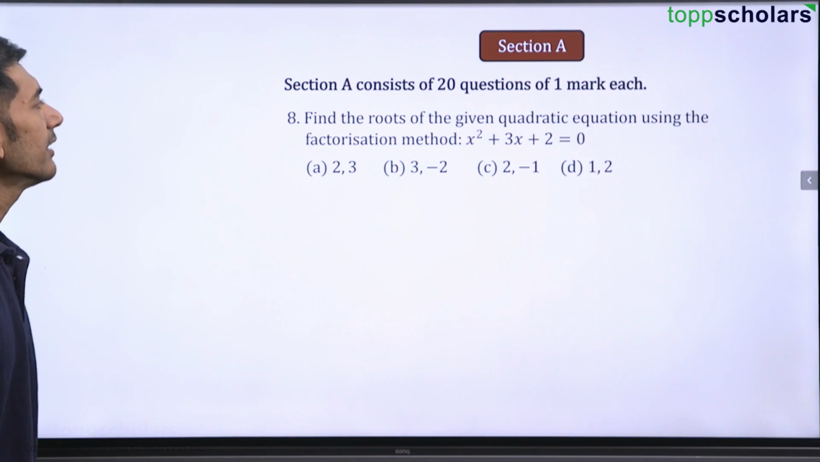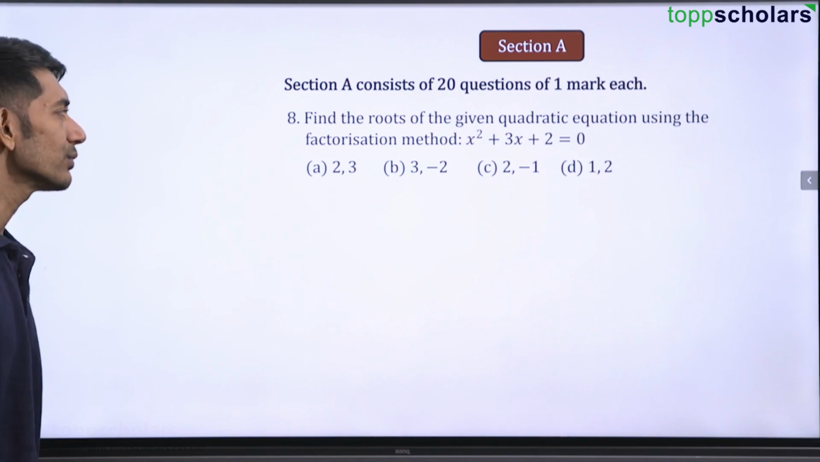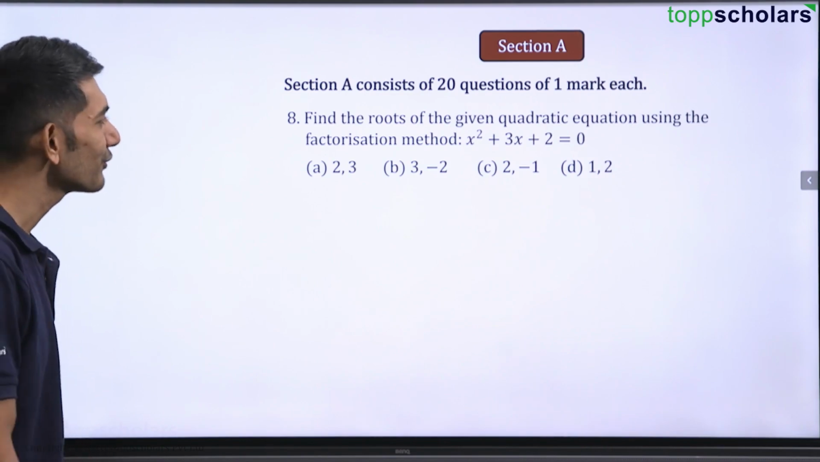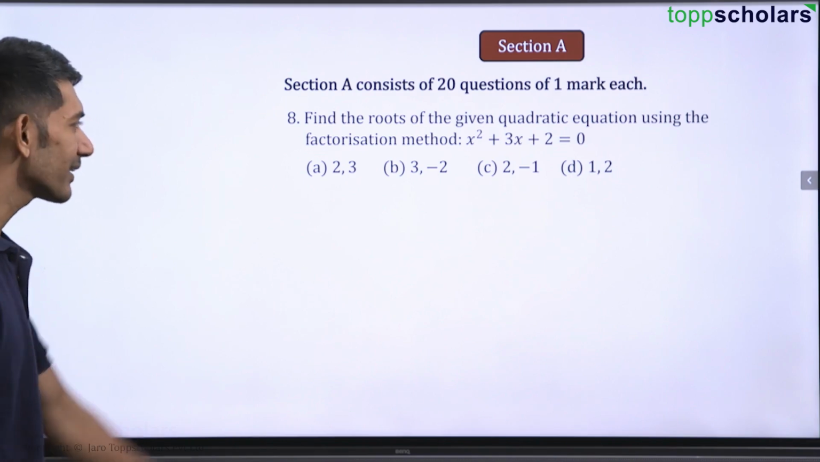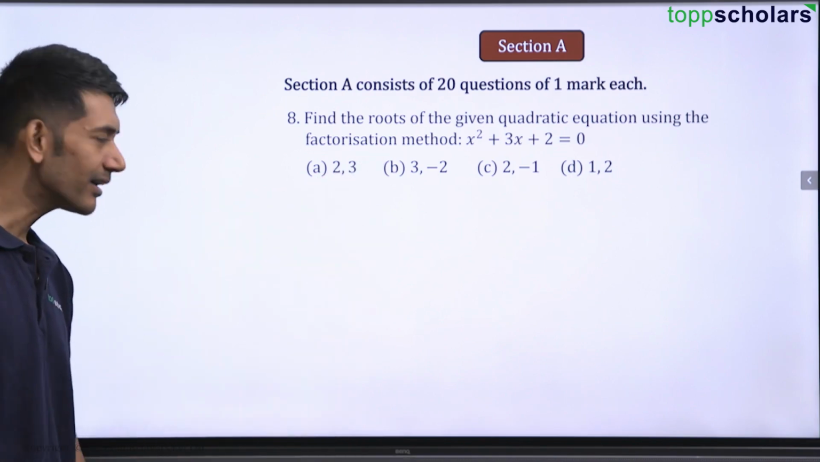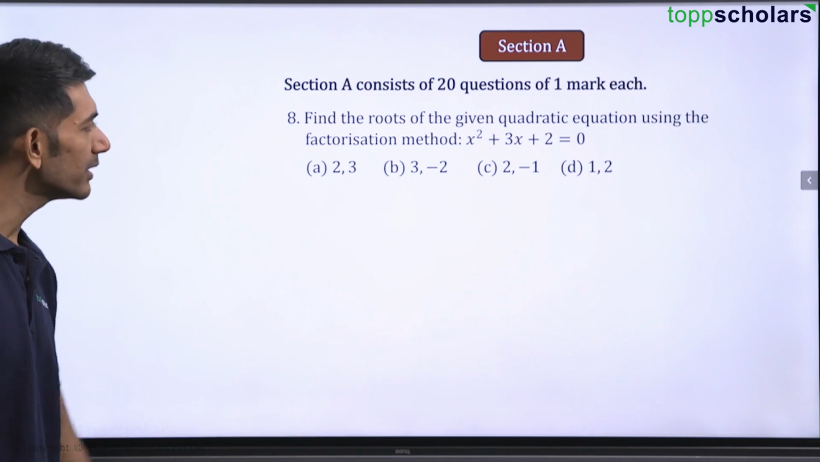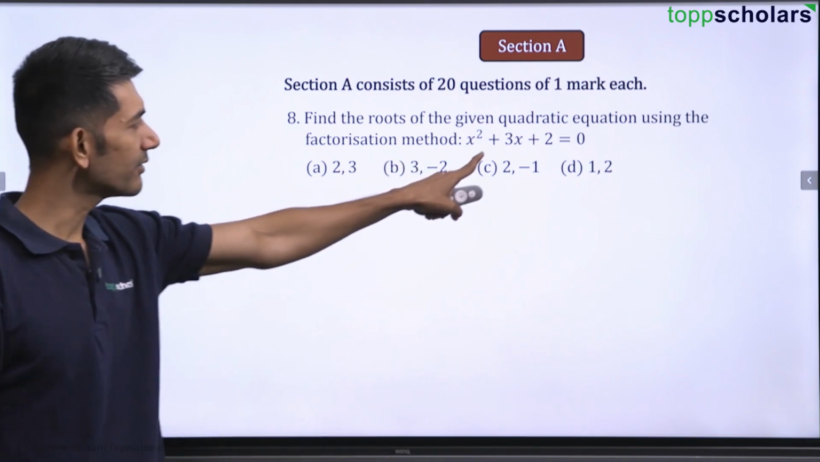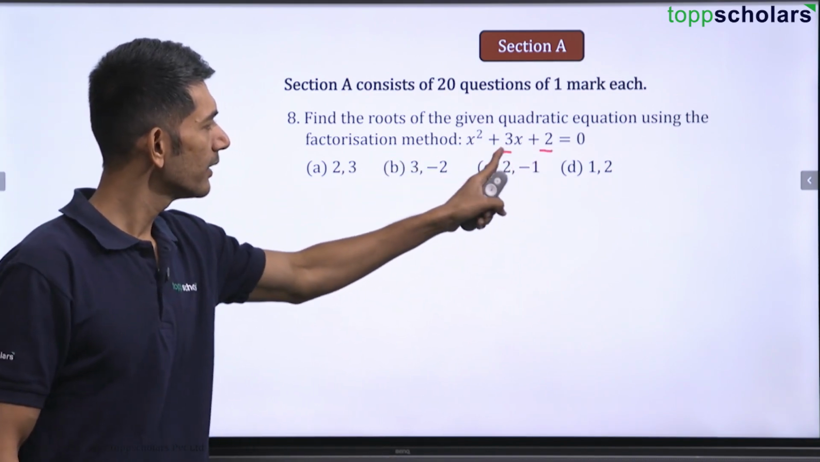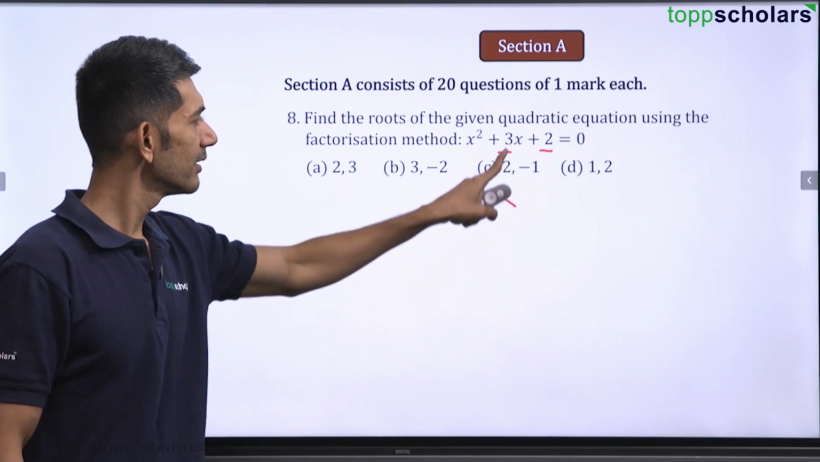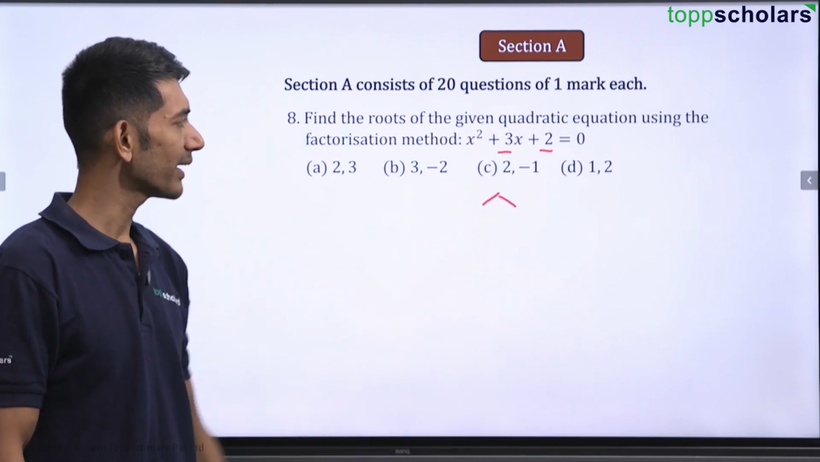The question says, find the roots of the quadratic equation using the factorization method. Now come on, this is one of the easiest questions that you can expect. You're doing this since grade 8, isn't it? Factorization, splitting the middle term, and the numbers are also very easy. Here we have 3, here we have 2. So I can split the middle term easily. The middle term can be split as 2 and 1, right?